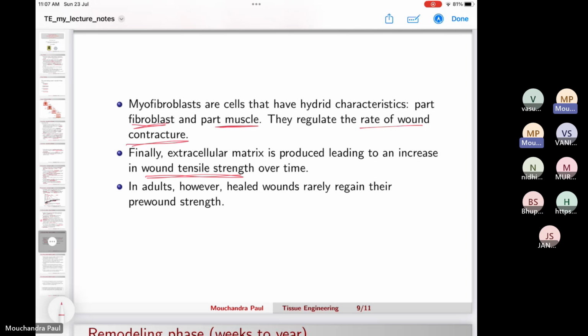Now in adults, the healed wound rarely regains its pre-wound strength. Complete healing, as I said, does not fully happen. The healing happens, but it doesn't result in a tissue structure which was there before the wound. During the healing, not enough ECM components get produced, or the composition of ECM components of that area has changed a little bit, because of which the tensile strength is not the same as it was before.